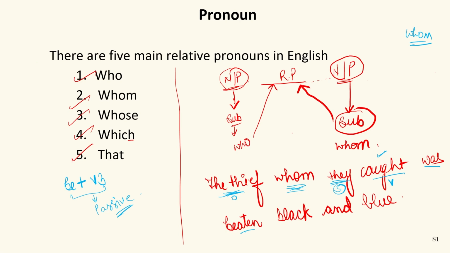Now, the thief whom they caught. Here, the verb is caught. And who did this action? They. Therefore, they is the subject. And they caught. Whom did they catch? They caught the thief. So the thief is replying to the question whom. That is an object. Therefore, for this object we use whom. I hope this is clear to you all.